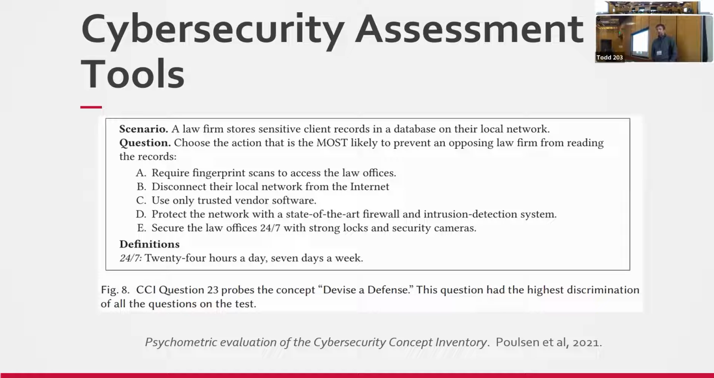Only one of these is correct. Four of them are what are known as distractors. Four of these were actually written based on some of those misconceptions that students helped them identify. So for A, we've got require fingerprint scans to access the law offices. B, we've got disconnect their local network from the internet. C is use only trusted vendor software. D, protect the network with a state-of-the-art firewall and intrusion detection system. And E, secure the law offices 24/7 with strong locks and security cameras.